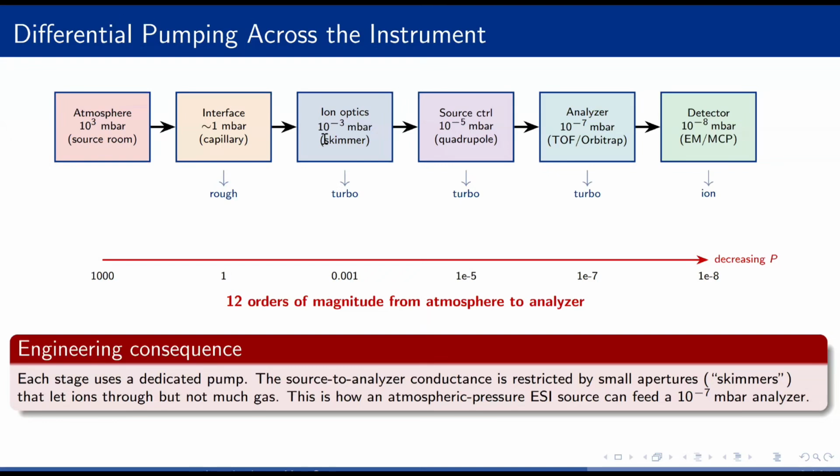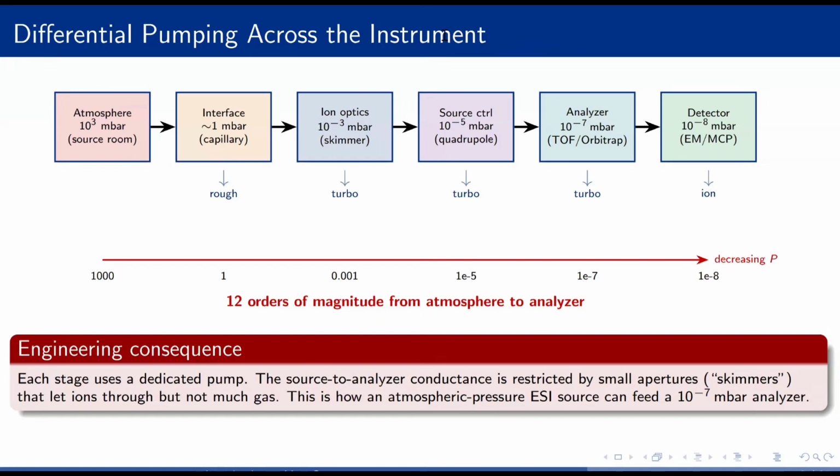How is this possible? Differential pumping. The instrument is divided into chambers separated by small apertures called skimmers. Each aperture is typically a hole 100 micrometers in diameter. Ions travel through the hole. Gas, being omnidirectional, mostly does not. Each chamber has its own vacuum pump.